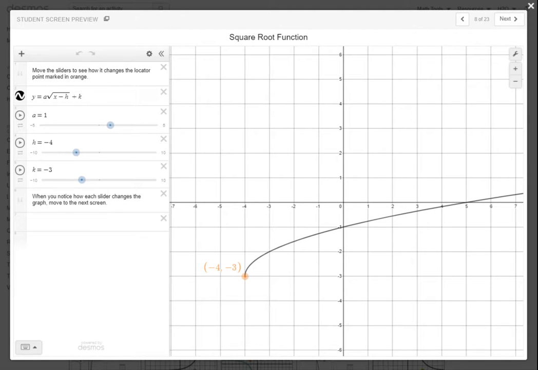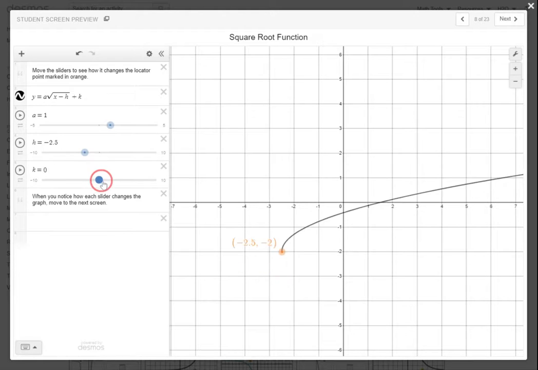It wants you to move the slider around to see what happens to this orange locator point. So I'm going to move my A slider and notice that it flips it up and down. I'm going to move the H and notice that it moves it left and right, and it changes the front number of the point. I'm going to move the K slider and notice that it moves it up and down, and it changes the second number or the Y value of my point.